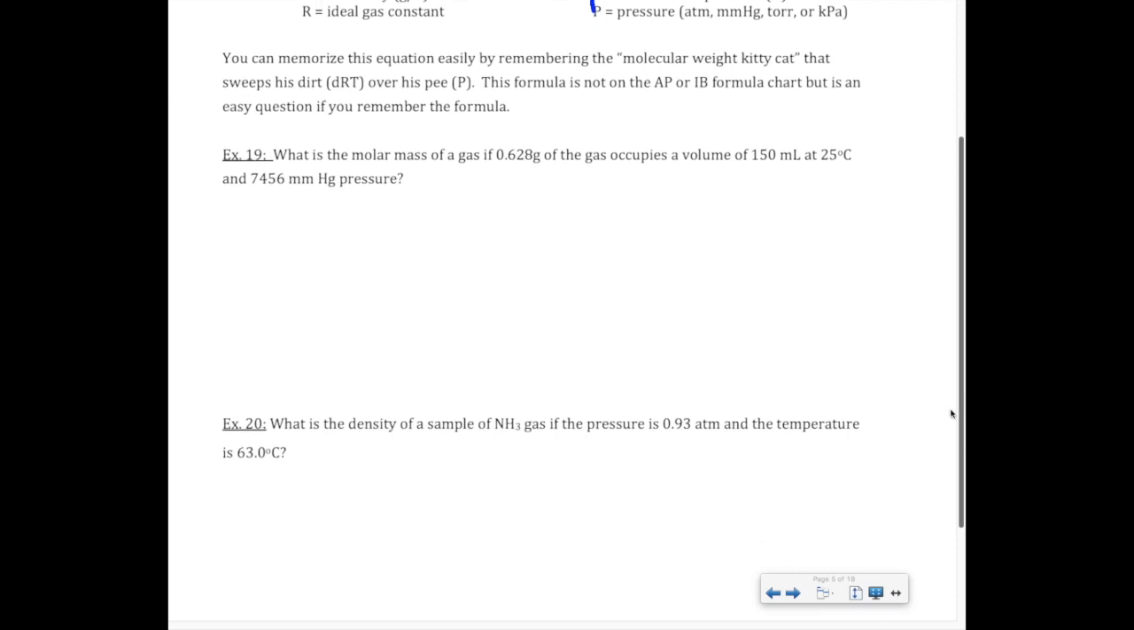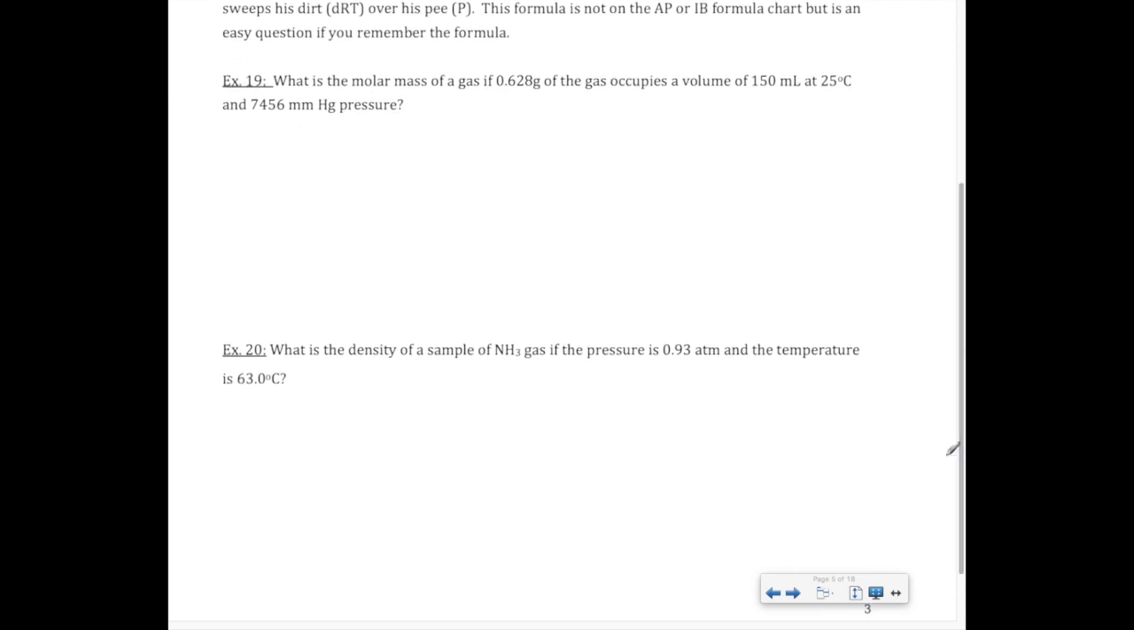So example number 19 is going to ask us what is the molar mass of a gas if 0.628 grams of the gas occupies a volume of 150 milliliters at 25 degrees Celsius and 7,456 millimeters of mercury pressure. So it wants to know the molar mass, also known as molecular weight. So that's what I want to know. And I know the mass and I know the volume.